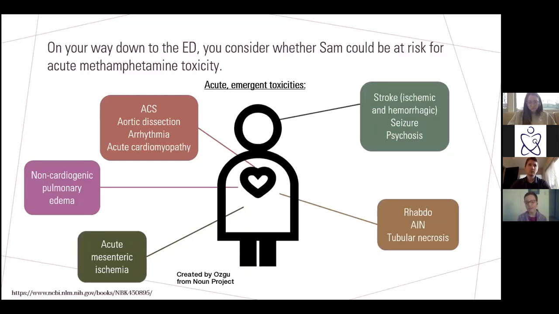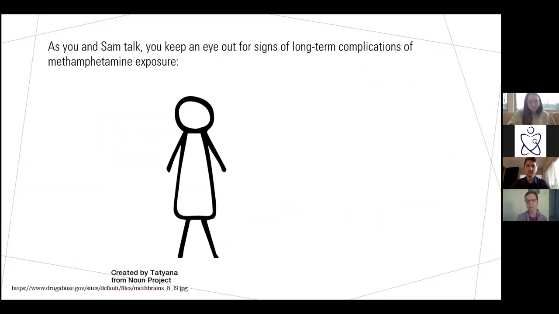And care for any of these is really supportive. There isn't any particular antidote, obviously, to meth, but these are things that in the immediate setting can cause potentially death or really serious illness. So those are the things you want to have on your mind going down to the emergency room as you're evaluating someone.